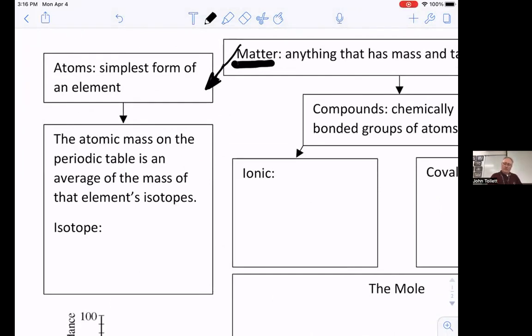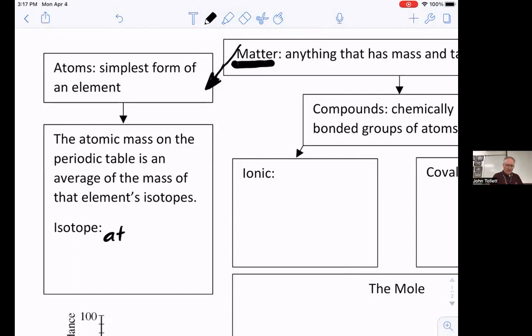One of the ways that we calculate average atomic mass, the mass that's actually labeled on the periodic table, is by multiplying by their percent abundance, and we'll do that in a second. But right here it says the atomic mass on the periodic table is an average of the mass of all of its isotopes. So maybe you remember what an isotope is.